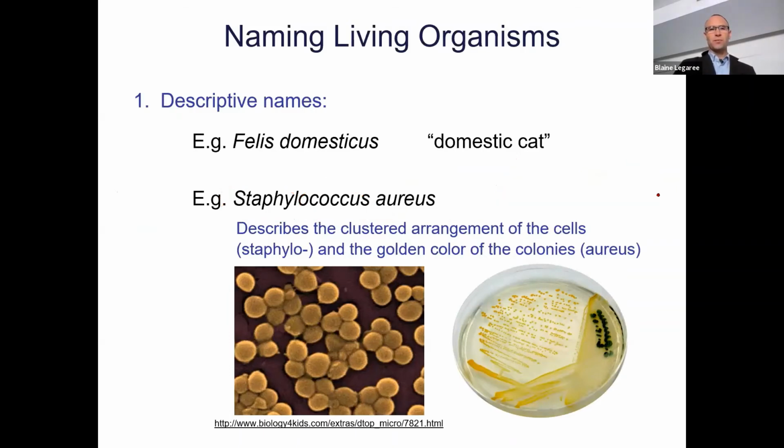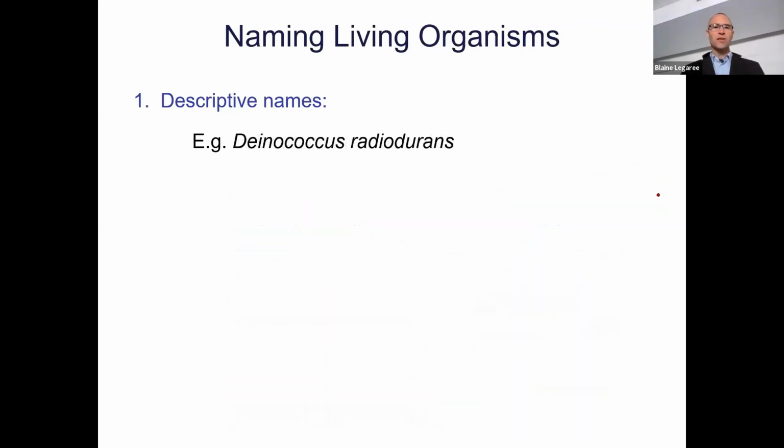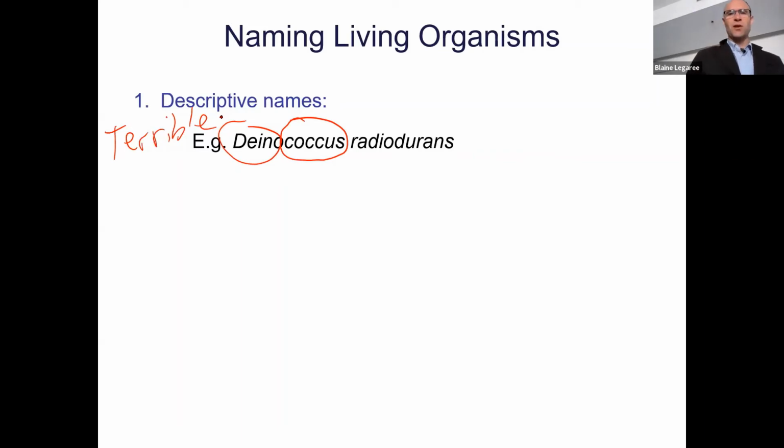Here's another interesting example. I found this example in the Guinness Book of World Records. We have another coccus, right? So coccus means sphere. Dino means terrible. It's the same dino that you see in dinosaurs. I don't know why the spelling is different, but dinosaurs means terrible lizard. In this case, we have a terrible coccus or terrible sphere. And then radiodurans. It means resistance to radioactivity.